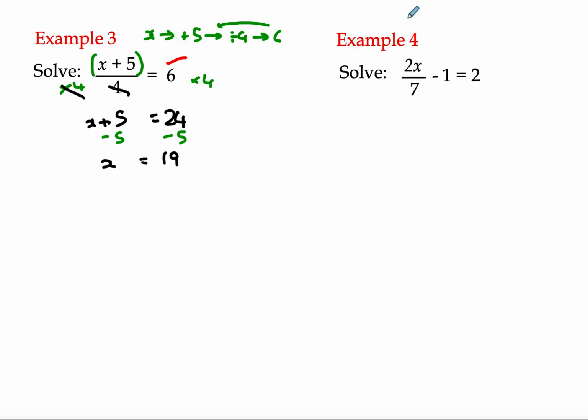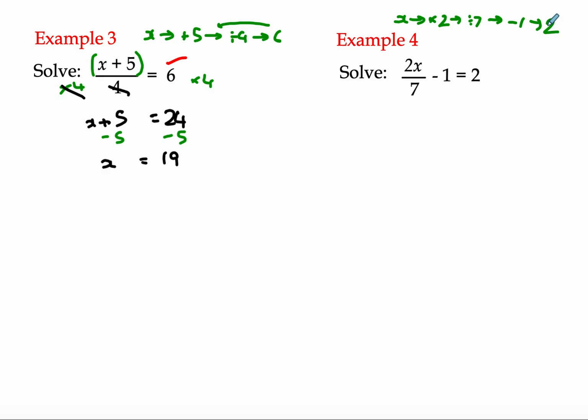Well, what we've got is x, I'll do it up here, and the first thing that we could say is it's multiplied by 2, because that's closest to it. Okay, then it says divide by 7, so the next thing is divide by 7. And then, after all that, we say subtract 1. And the answer is 2.